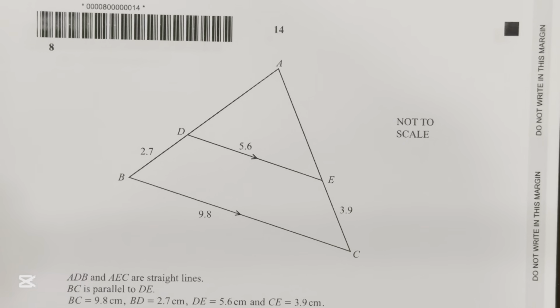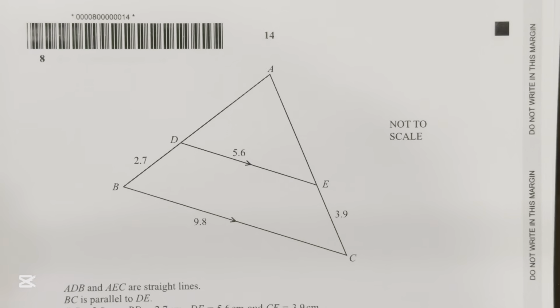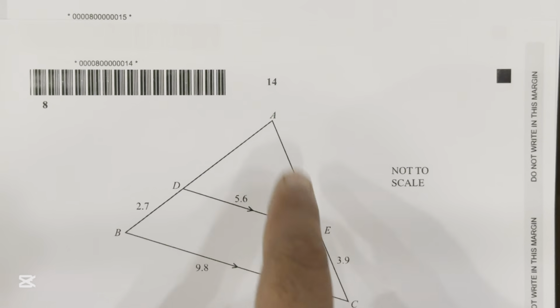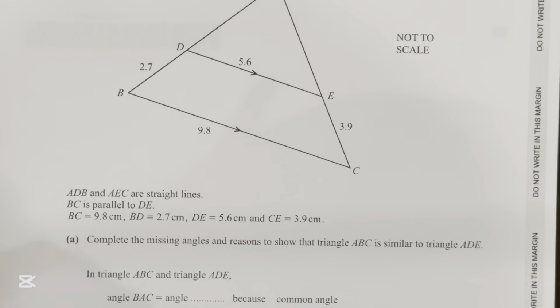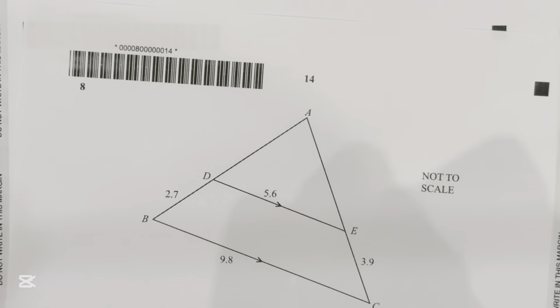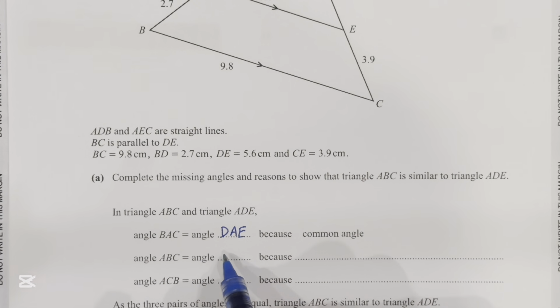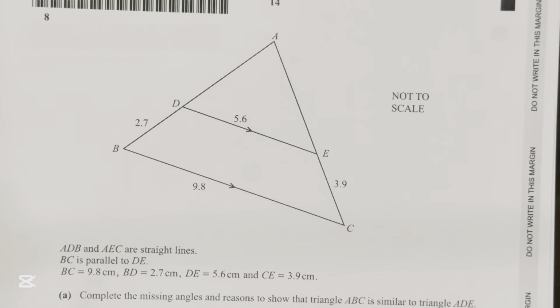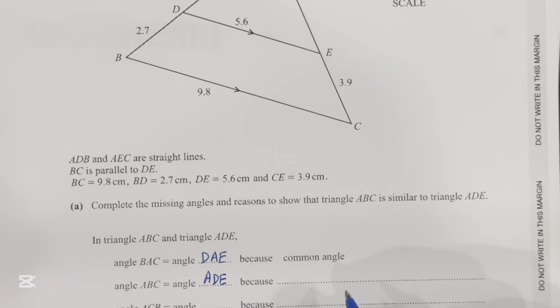Angle BAC. What is BAC? This BAC is equal to angle DAE because A is the common angle, so you can write DAE in your space. Then angle ABC. What is ABC? This is ABC, and this would be equal to ADE. You can write it as ADE. And what would be the reason? These are the corresponding angles, so you can write corresponding angles as your reason.